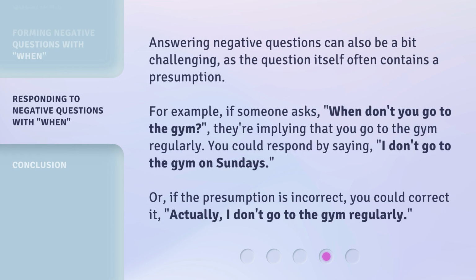Answering negative questions can also be a bit challenging, as the question itself often contains a presumption. For example, if someone asks, "When don't you go to the gym?" they're implying that you go to the gym regularly. You could respond by saying, "I don't go to the gym on Sundays." Or, if the presumption is incorrect, you could correct it, "Actually, I don't go to the gym regularly."